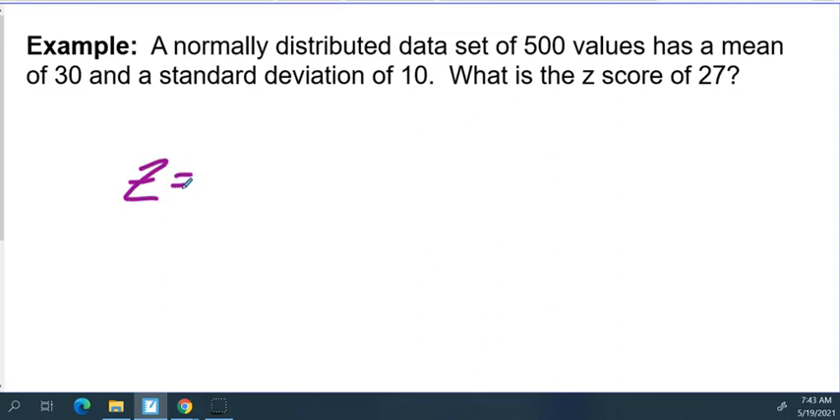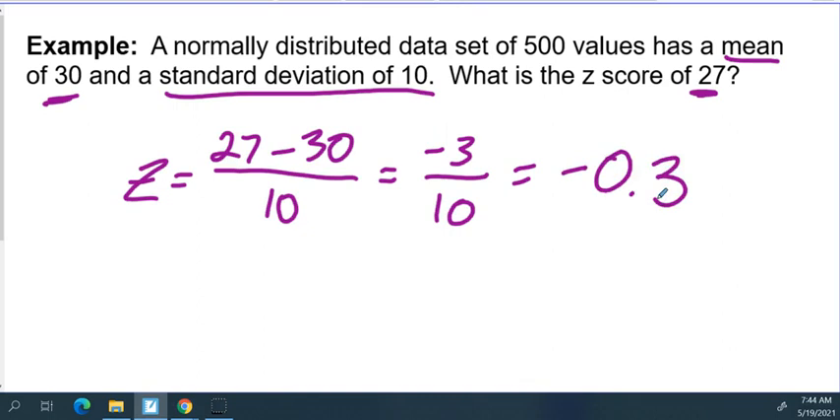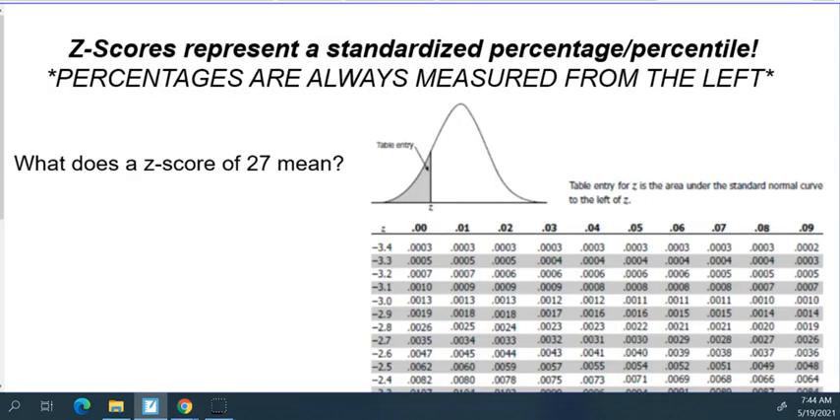So we know that our element in our data set is 27. We know that our mean is 30. And we know that our standard deviation is 10. So there's our setup. 27 minus 30, of course, is negative 3. And negative 3 divided by 10 is negative 0.3. So that's our z-score. And we're going to talk about what that means here in just a moment. So let's go to the next slide.